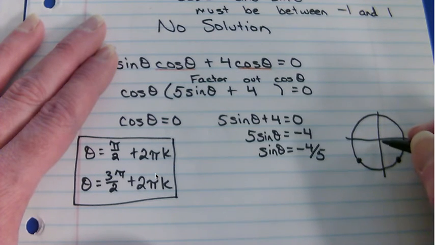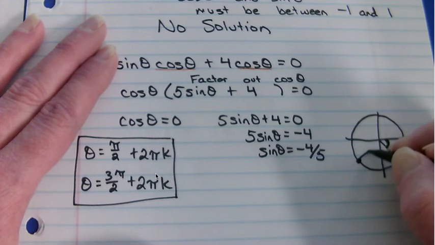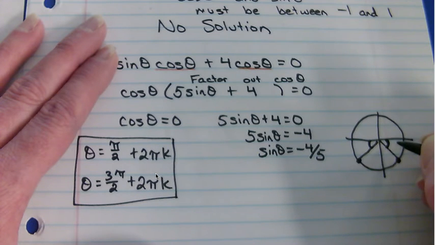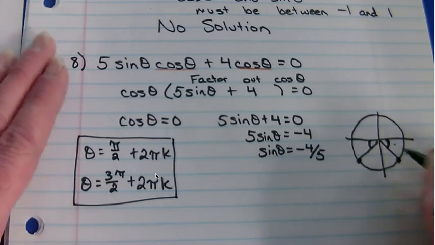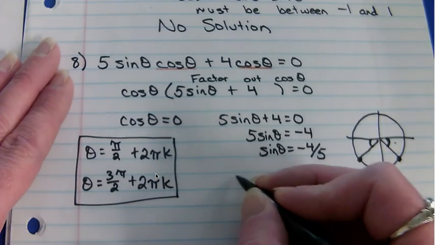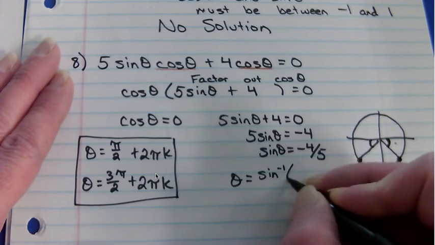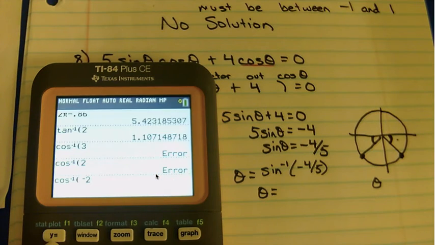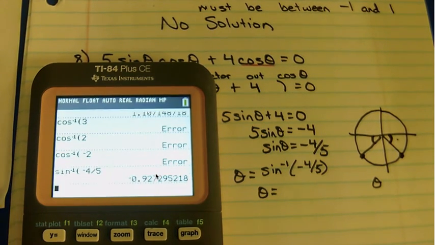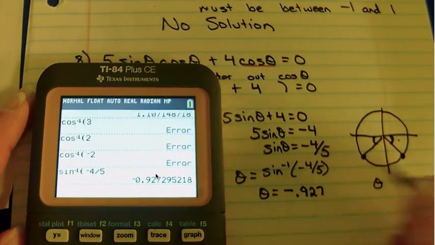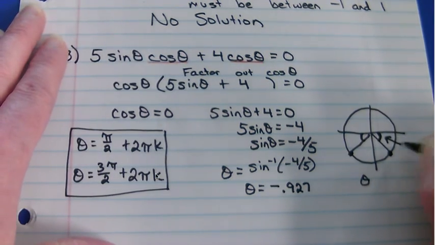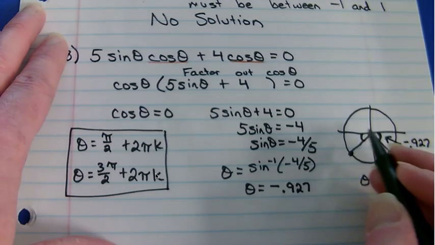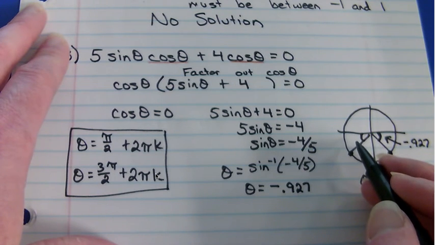So the 2 angles I need to find are this one and this one. Now when I go into the calculator, it's going to give me a negative angle. It's going to give me this angle right here. So how am I going to find that angle right there? I'm going to do inverse sine of -4/5, and that's going to give me my first angle. Inverse sine of -4/5 gives me -0.927. That is right here, -0.927.